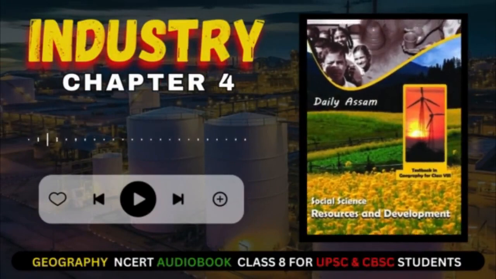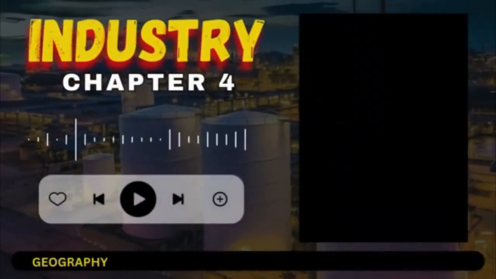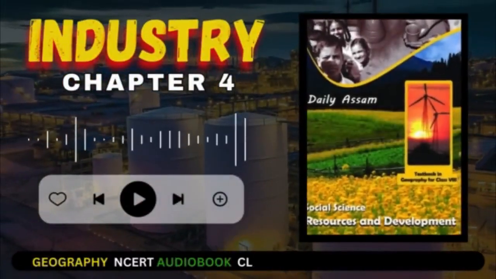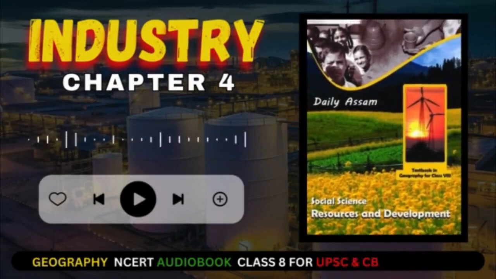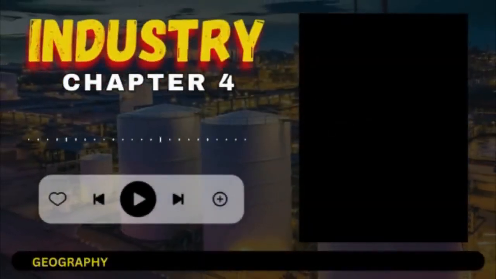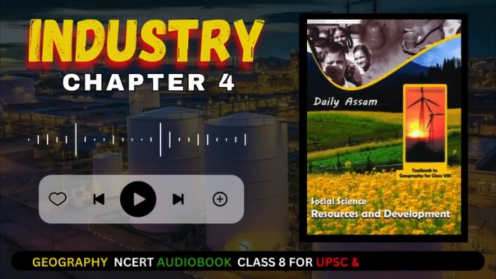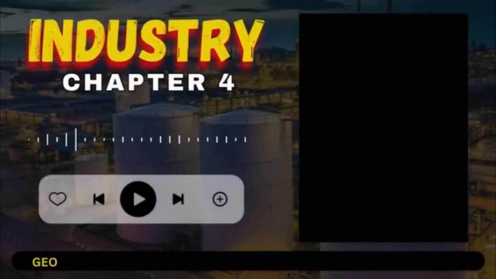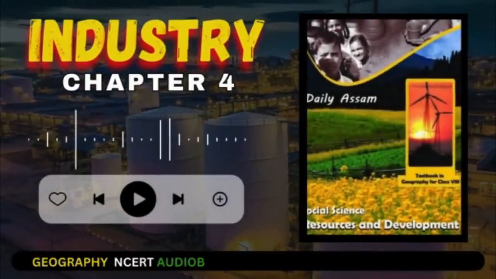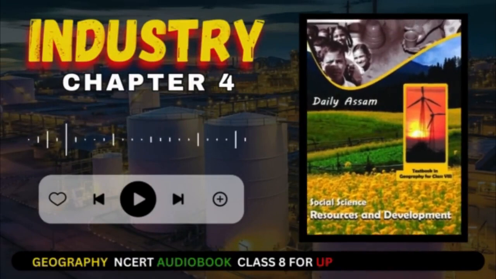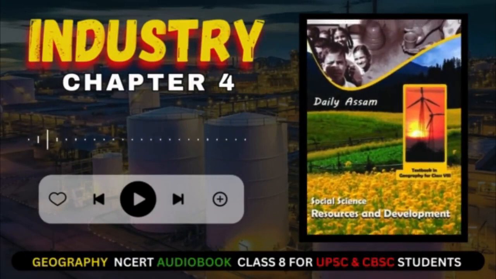Page number 53. On the top, there is Figure 5.5, entitled Manufacturing of Steel. In this figure, there is a diagram which depicts that the raw materials needed to produce 1 ton of steel are 8 tons of coal, 4 tons of iron ore, and 1 ton of limestone.